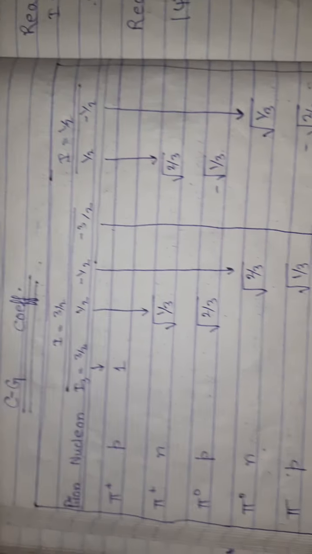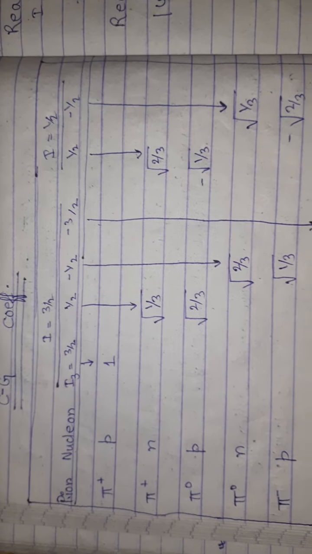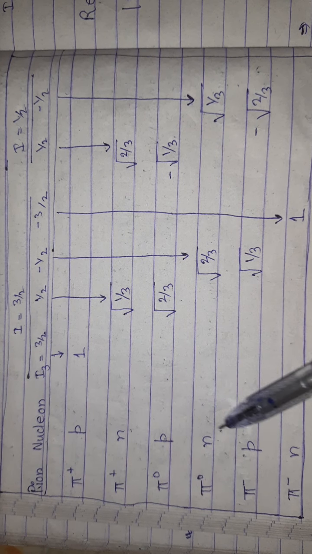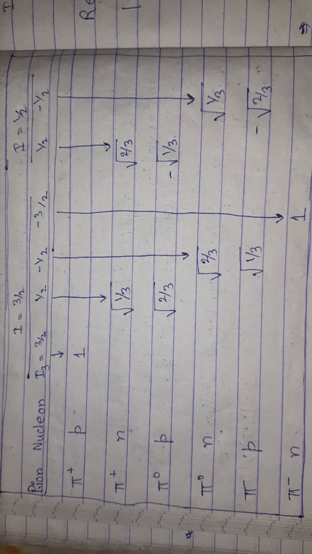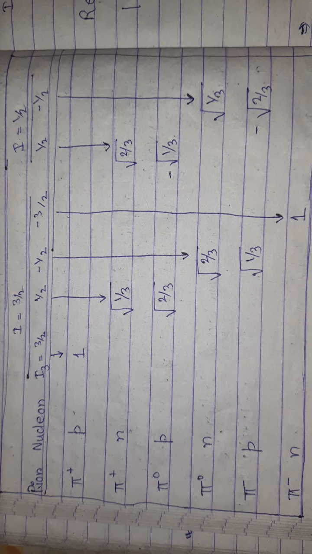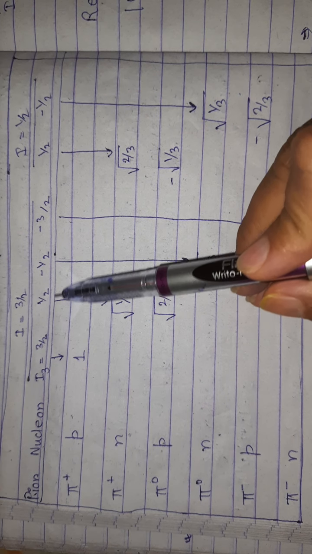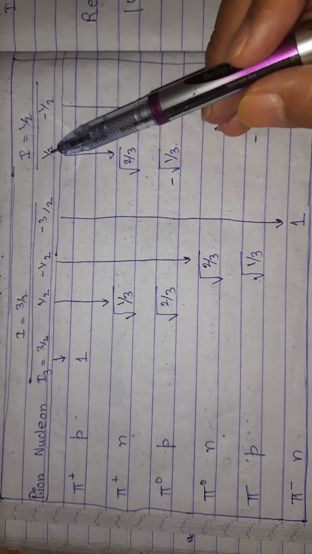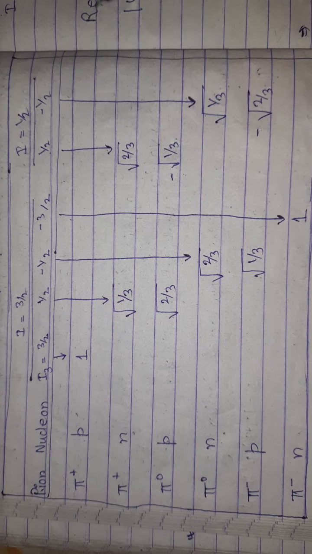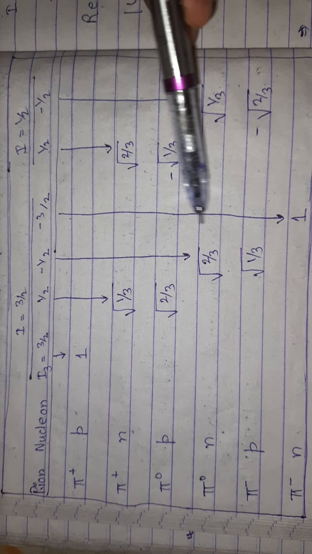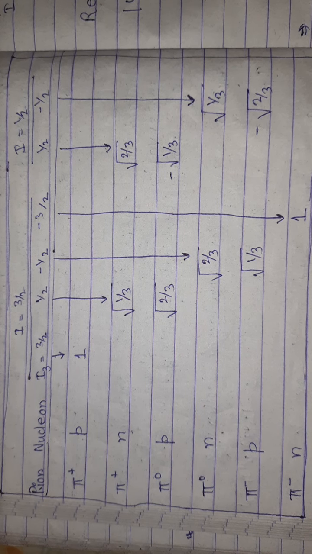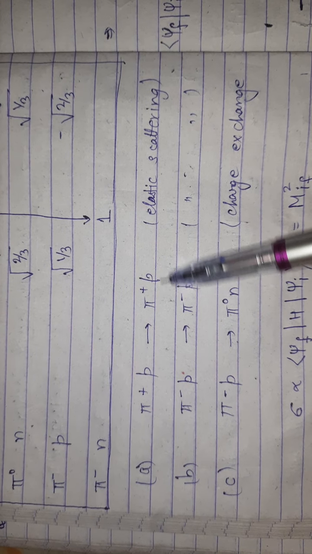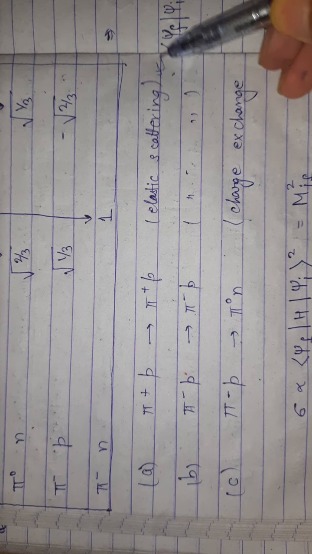Okay, now here we have to see about some CG coefficients. Here's the table. We have 1, 2, 3, 4, 5 and 6 scatterings having their CG coefficients. In the case when I is equal to 3 by 2, their I3 components are 3 by 2, half, minus half and minus 3 by 2. In the case of I equal to half, I3 components are half and minus half. Okay, so these are the respective CG coefficients. So we take here only 3 cases. First case is pi plus p tends to pi plus p, which is called elastic scattering.